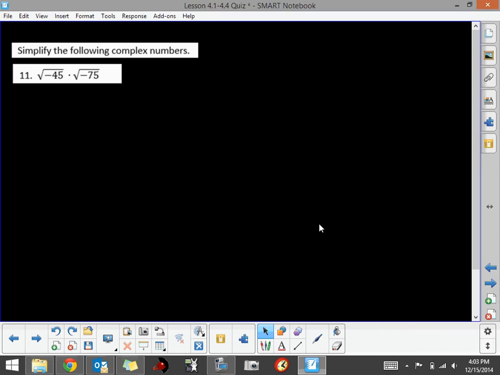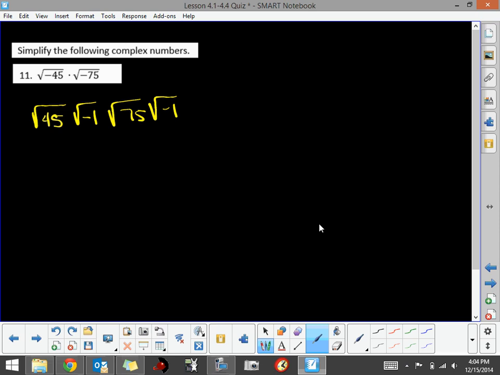In question number 11, we have the square root of negative 45 times the square root of negative 75. So I'm going to rewrite these, being flexible again with how we can write these. This is the square root of 45 times the square root of negative 1 times the square root of 75 times the square root of negative 1. And the square root of negative 1s are both going to be written as i.